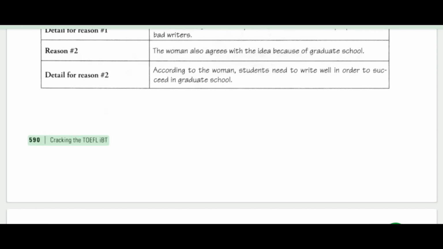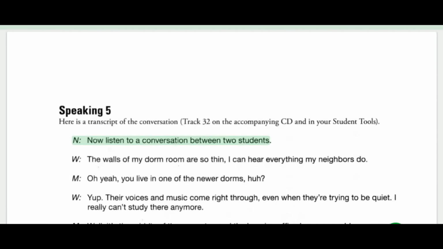Here is a transcript of the conversation, track 32 on the accompanying CD and in your student tools. Now listen to a conversation between 2 students.